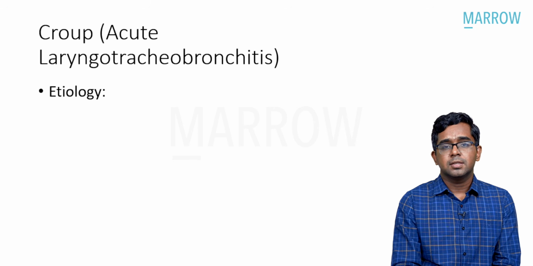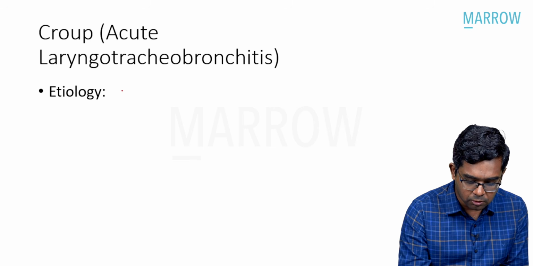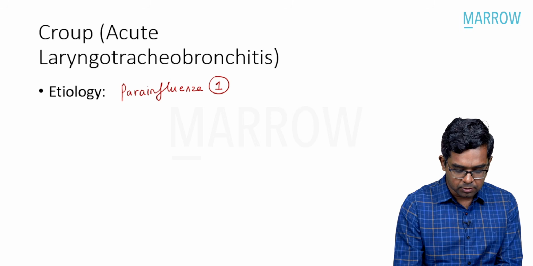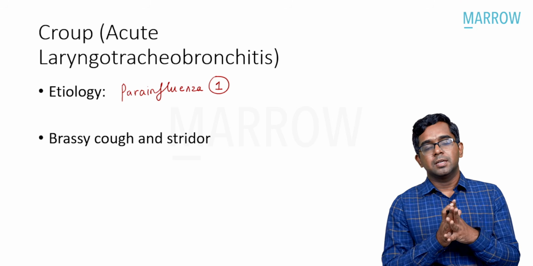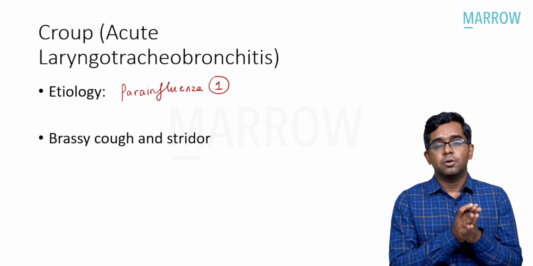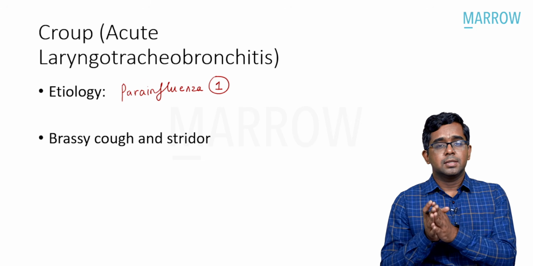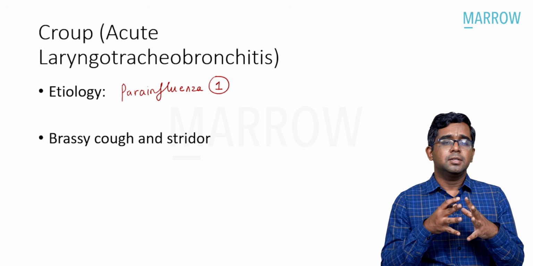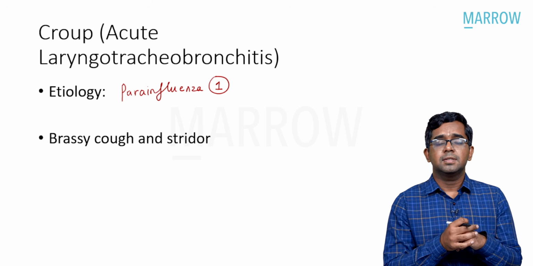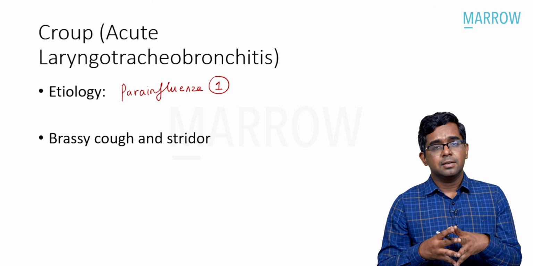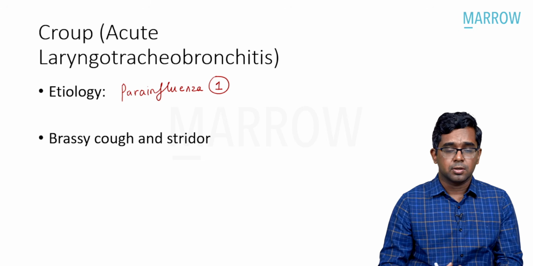The causative organism is a viral infection, usually caused by parainfluenza virus, especially type 1. This is the usual virus causing this infection. Second, it is characterized by a croupy cough, a loud cough, also called a brassy cough. Stridor is the next characteristic finding, and stridor is usually inspiratory but can be biphasic, as given in the question also. These are the characteristic clinical aspects of acute laryngotracheobronchitis.